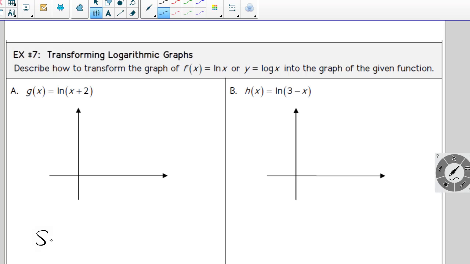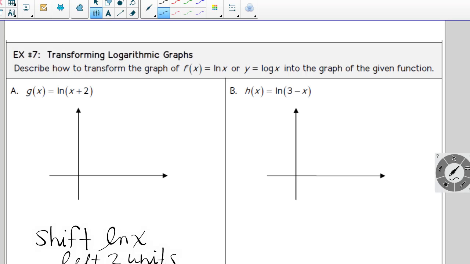But how can it if it can't go negative? Well, the base function can't go negative, but this one can have negative values. Not every negative value, but when I put those negative values in, they're still going to come out to be positive. So we're going to shift natural log of x left 2 units.